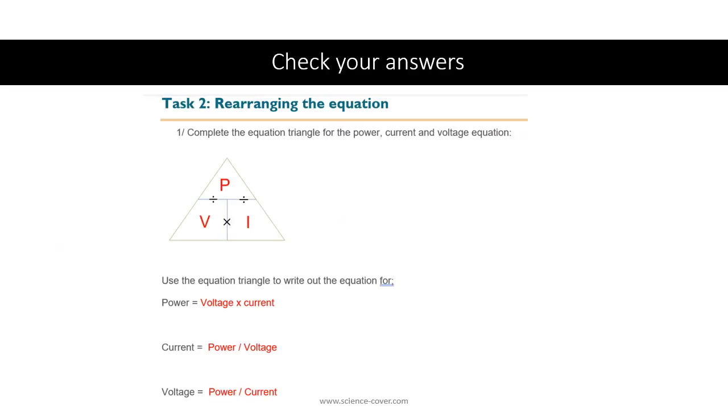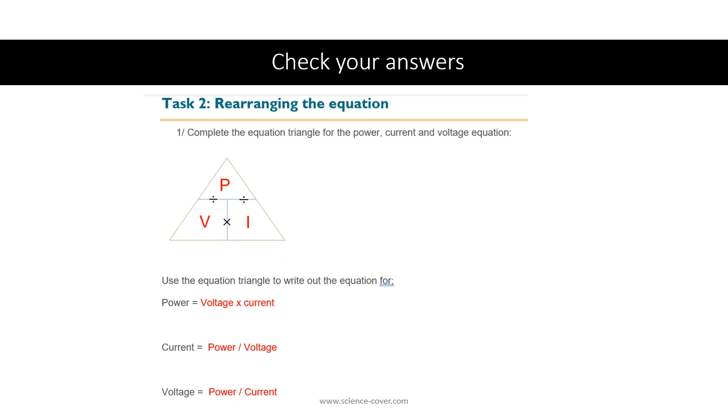Let's check the answers to task 2. Number 1, complete the equation triangle. We need power on the top, that's P, and then voltage and current on the bottom, V and I. Voltage and current can be placed on either side of the triangle.